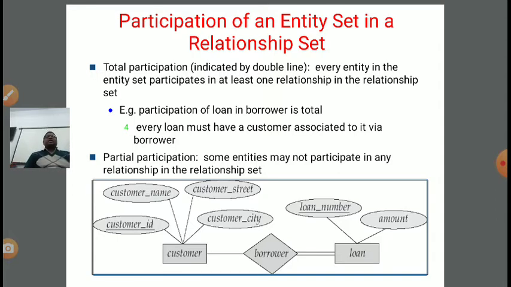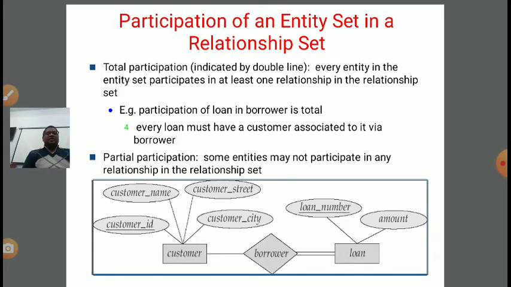So we are saying that in a relationship there can include one entity, it is a unary relationship. If there include two entities, it is a binary relationship. If there include three entities, it is a ternary relationship. So now we are discussing participation.